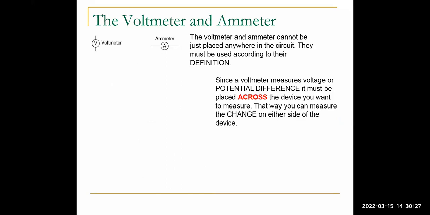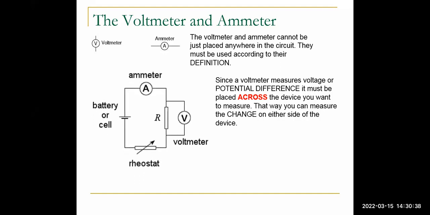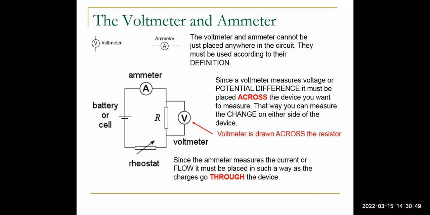Since a voltmeter measures voltage or potential difference, it must be placed across the device you want to measure. Sabihin daw, kapag voltmeter, ilalagay mo siya sa tabi ng mga device natin such as the resistor. Voltmeter is drawn across the resistor. Pag ammeter, to measure the current or the flow, it must be placed in such a way that the charges go through the device. So ito yung ating measure device natin, di ba?